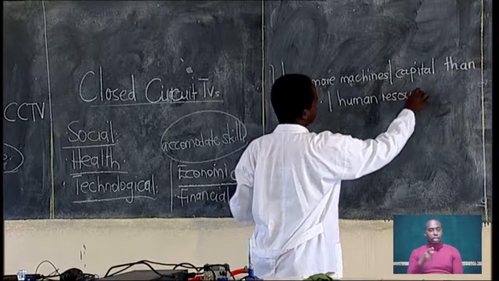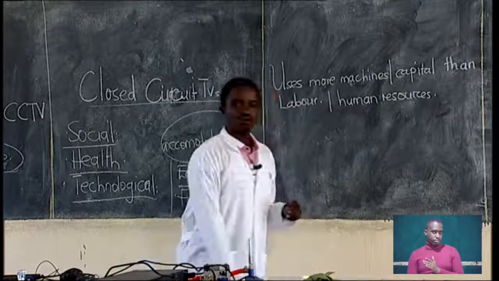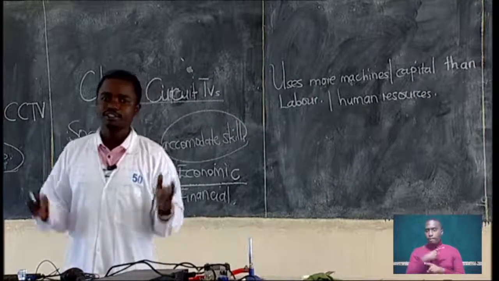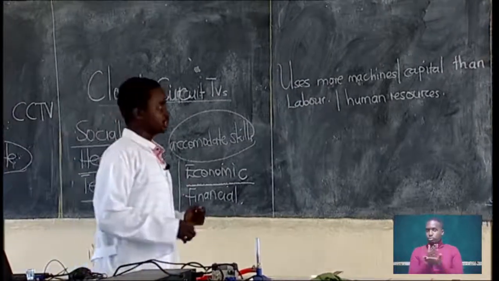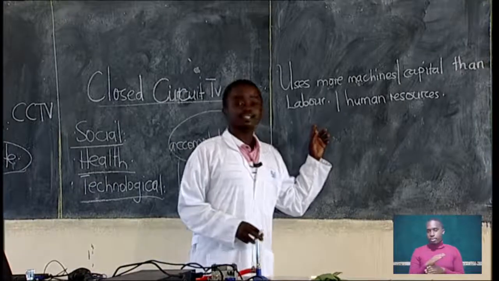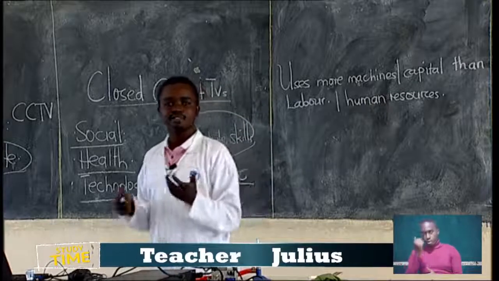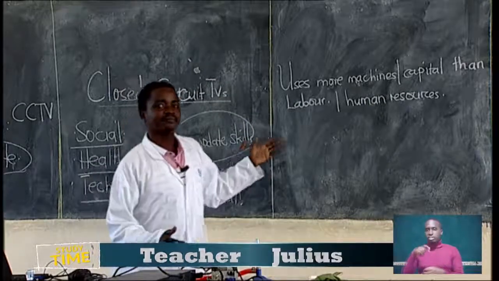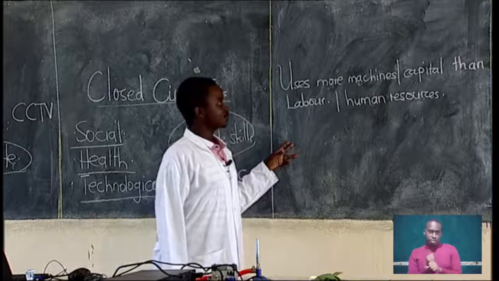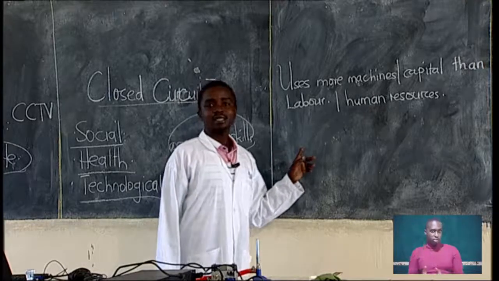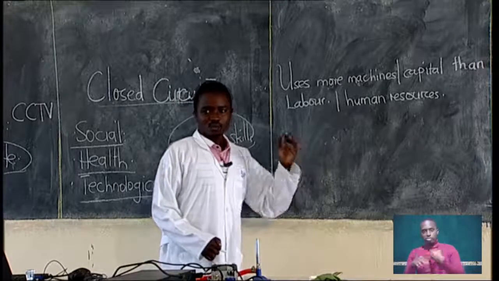So what does this mean? The two are involved, but we are looking at the proportion in which the two are employed. In this case, more machines are employed than human resources, because machines may need people to operate them. But there are few human resources, and more machines are working. So now, what are the advantages?